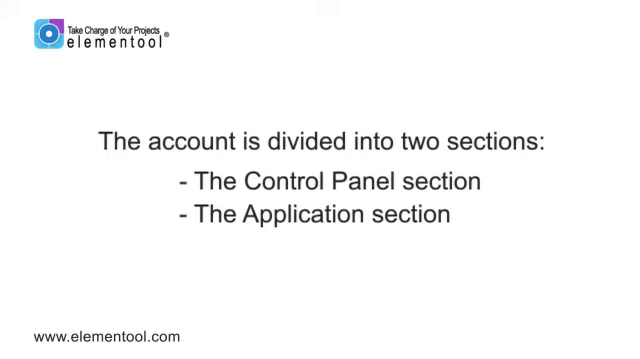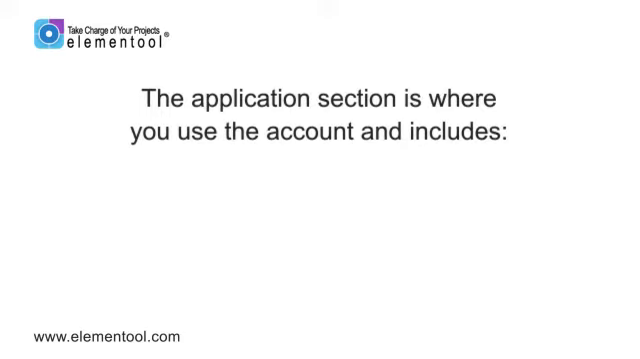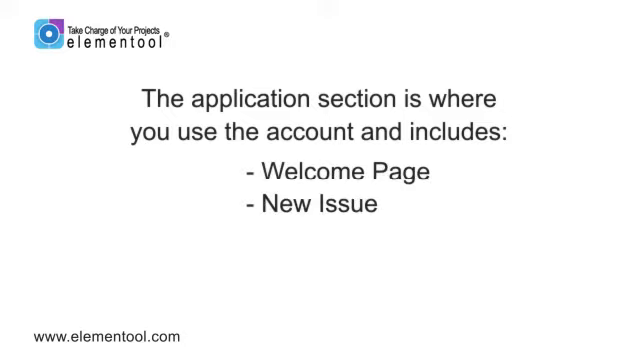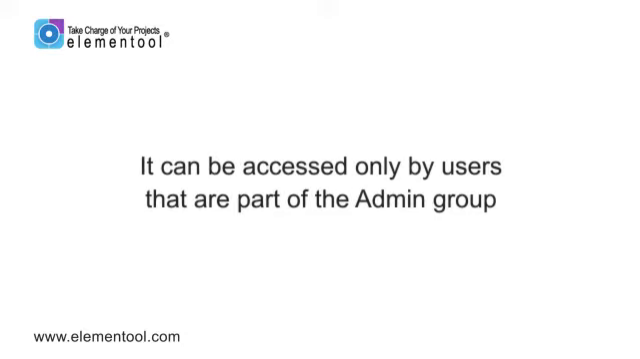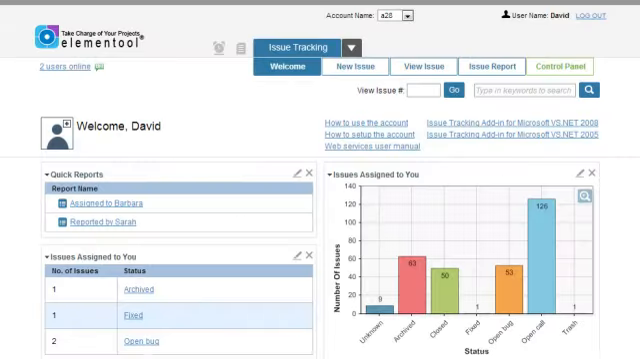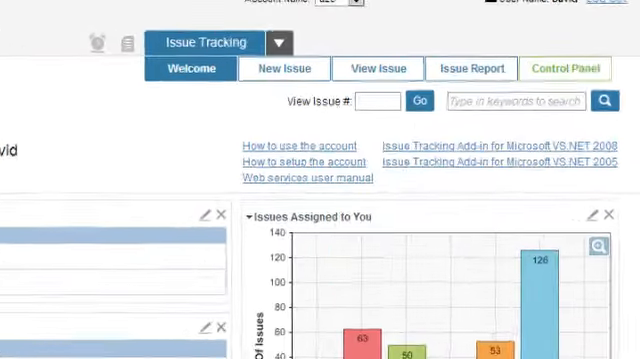The account is divided into two sections, the control panel and the application section. The application section is where you use the account and includes the welcome page, new issue, view issue, and issue reports. I'll talk about it in our next clip. The control panel is where you set up the account. It can be accessed only by users that are part of the admin group. The green tab is the control panel.